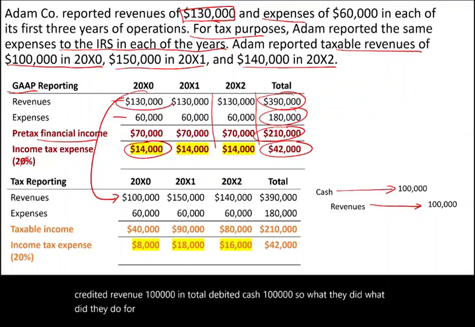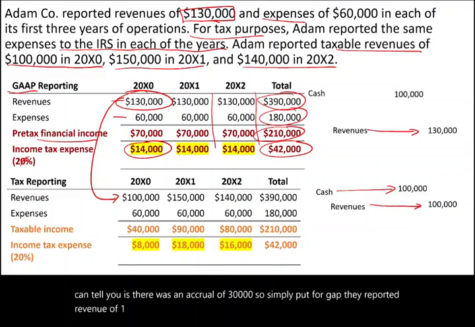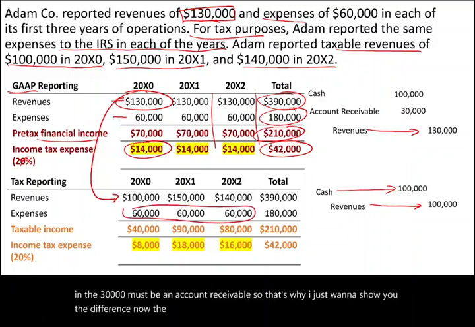They reported $130,000. Well, the only explanation I can tell you is there was an accrual of $30,000. So simply put, for GAAP, they reported revenue of $130,000, of which $100,000 was in cash, which we know from the tax record, and the $30,000 must be an account receivable. So that's why I just want to show you the difference. Now, the expenses are the same for both companies.